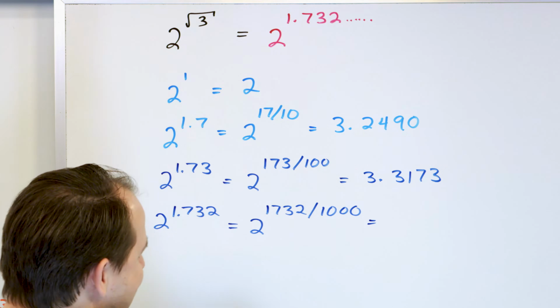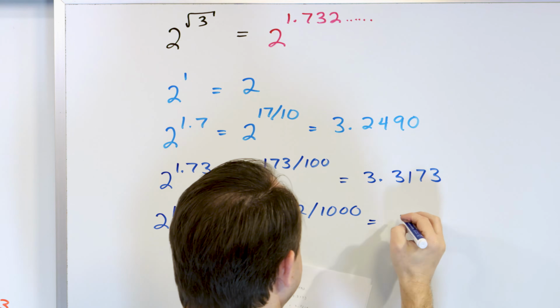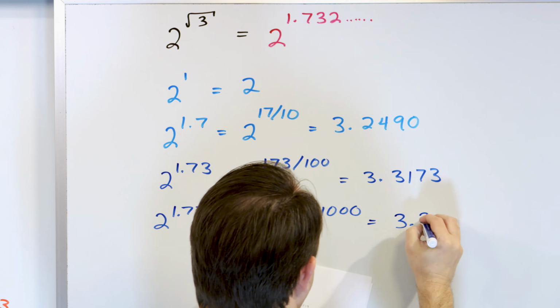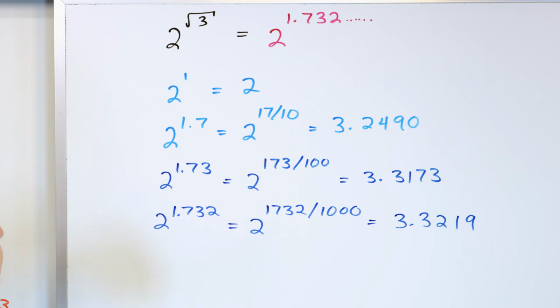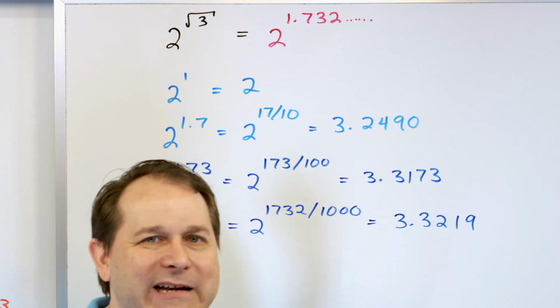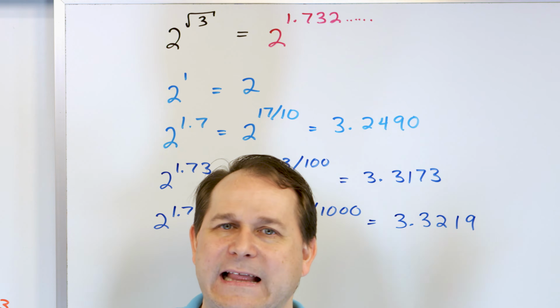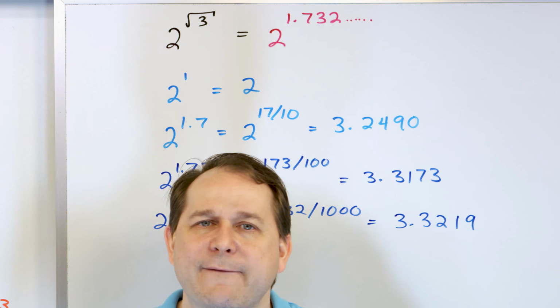A computer can do that. I'm not going to do that. What you're going to get is the value exactly 3.3219. So the whole point of this exercise is to show you. People say, how do you calculate an exponent that has a radical in it like that that's irrational because the decimals never end?